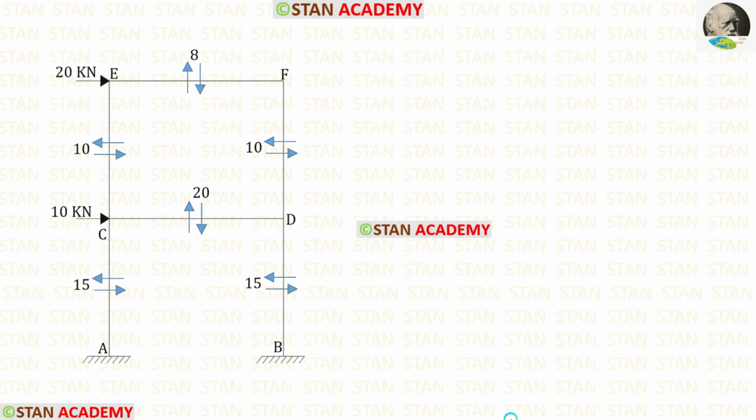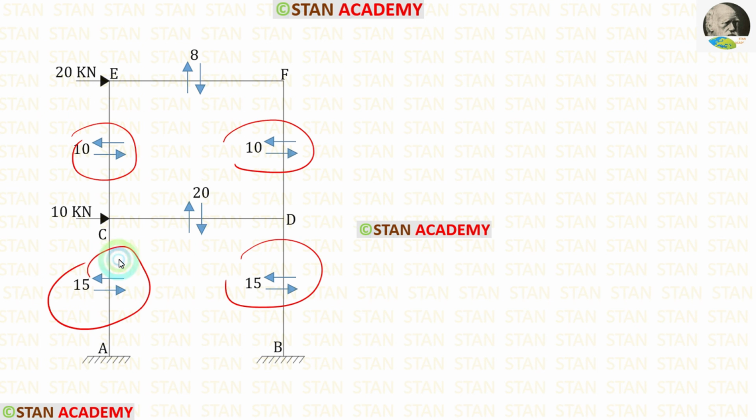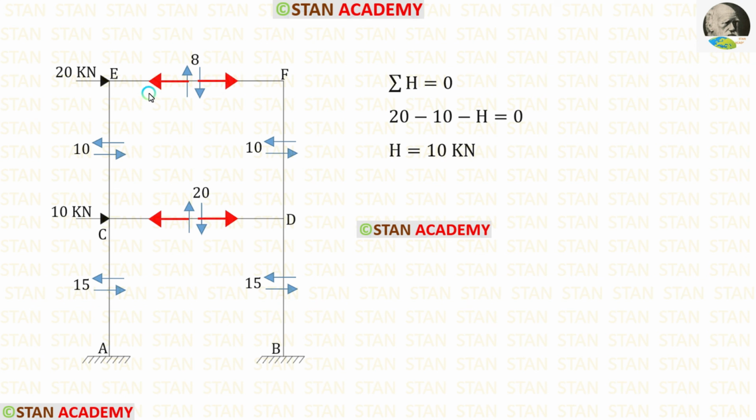Now let us find the axial forces in the beams. For that, we have to use the shear forces in the columns. The axial forces in the beams will be compressive. Let us take the joint E. Let us keep the unknown axial force as H. 20 is acting towards the right side, so that will be positive. 10 is acting towards the left side, so that will be negative. H is also acting towards the left side, so that is also negative. Finally, for H, we are getting 10.